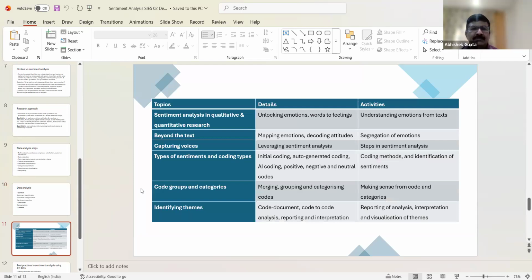So these are some ideas about content analysis. It is just kind of a repetition. While using software, you can use manual coding, auto coding, AI coding. But I would caution you here.